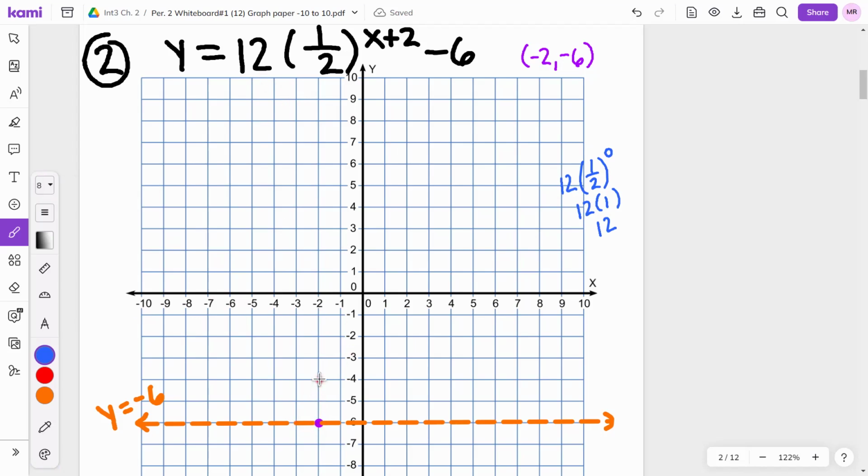So 1, 2, 3, 4, 5, 6, 7, 8, 9, 10, 11, 12. That's where I'm starting, 12 above my asymptote. And now I'm timesing by a half. I'm going to have half the height.